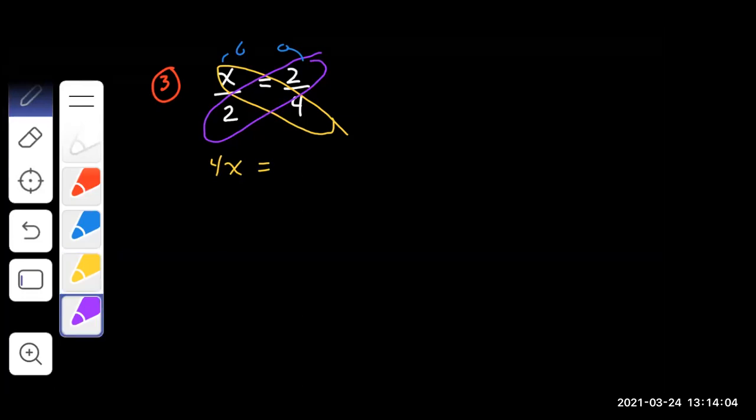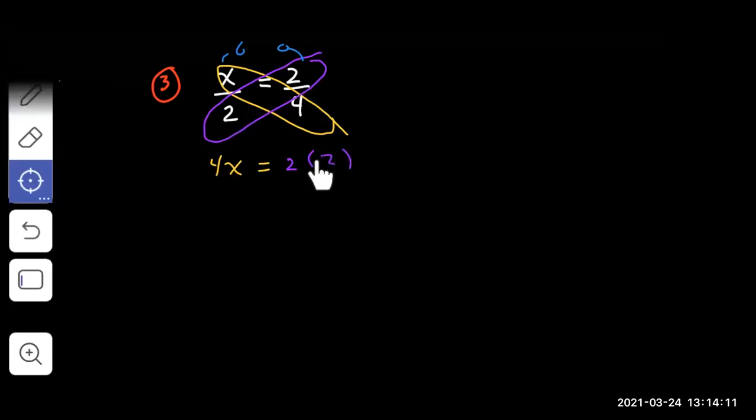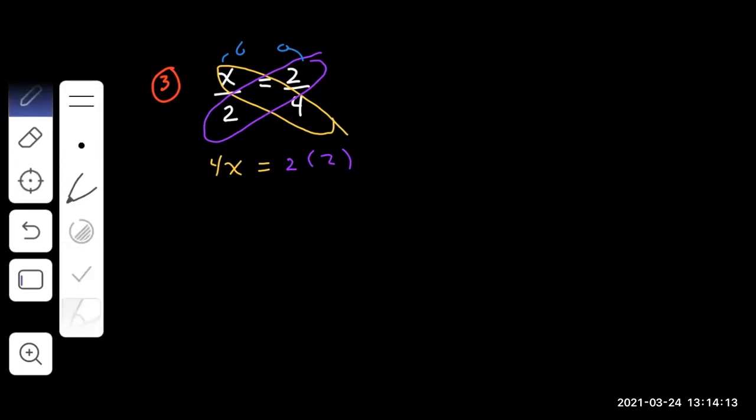It's 4, right? Okay, let's copy. 2 parentheses 2, 2 times 2, guys. 2 times 2 is 4, right? 2 times 2 is exactly this. Then let's move on.